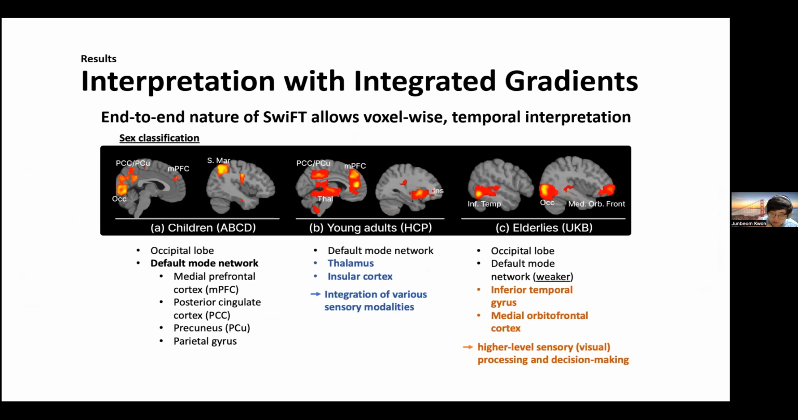And then we interpreted the sex classification research using integrated gradients. In all datasets, default mode networks known to activate at rest were explainable for the sex difference. Brain regions dependent on each dataset were also observed, and they were usually brain regions highly connected with other brain regions, such as thalamus, insular cortex, and inferior temporal gyrus.